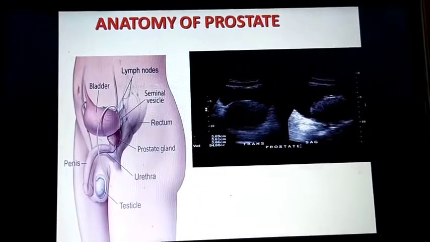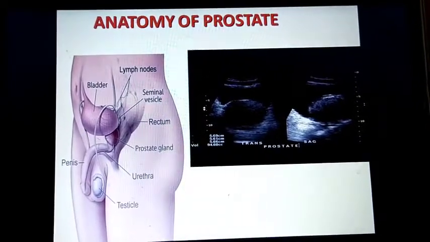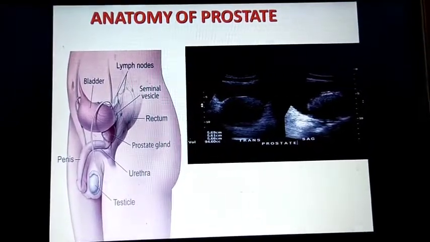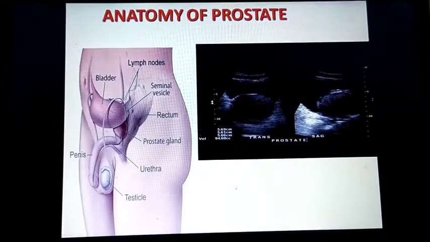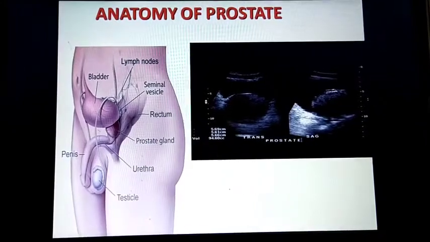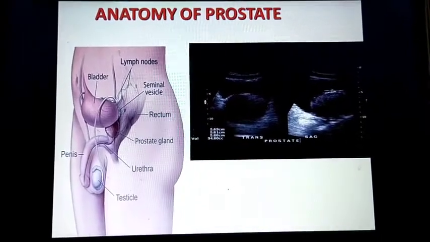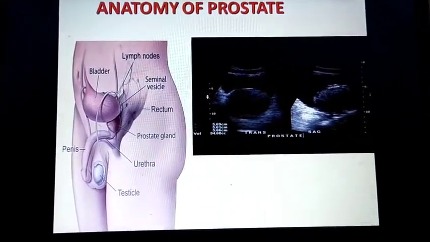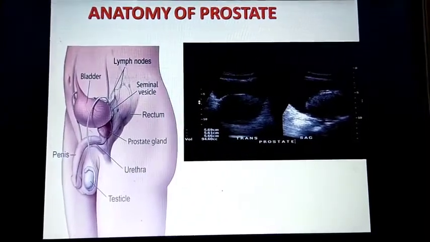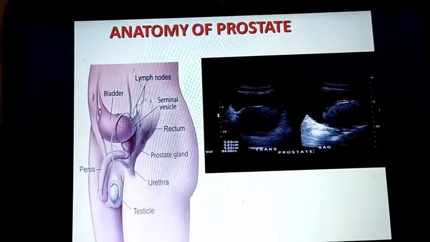Okay, the word prostate comes from the ancient Greek. It means one who stands before, or a protector. Another meaning of prostate is one who stands before, as a protector or guardian. And actually the term was originally used to describe the seminal vesicles. Okay, and this is a prostate gland.